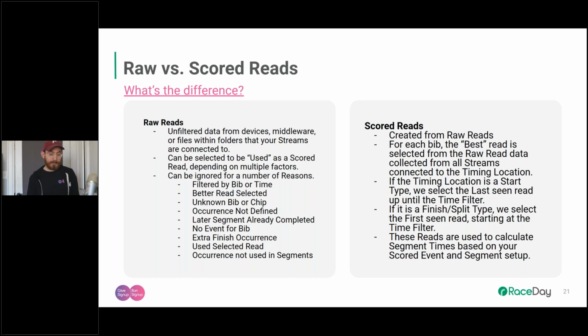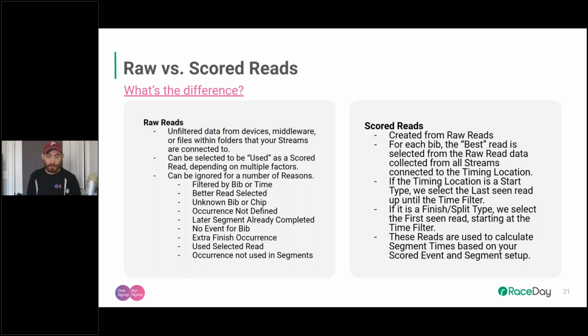The most common one is filtered by bib or time, and that is mostly an issue with setting up time filters on your timing location if it's improperly working. So a lot of times it'll say, this has been filtered by time, and the reason is that the read was before your time filter was set up. So basically, you got to finish before you said you wanted to allow finishes to happen, and a whole bunch of other ones that I won't go into detail on today.